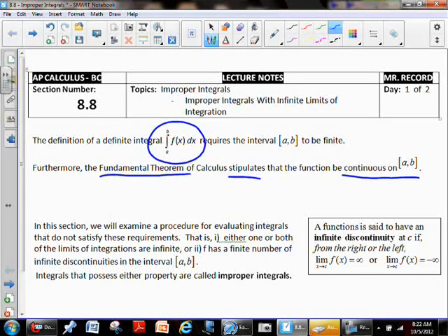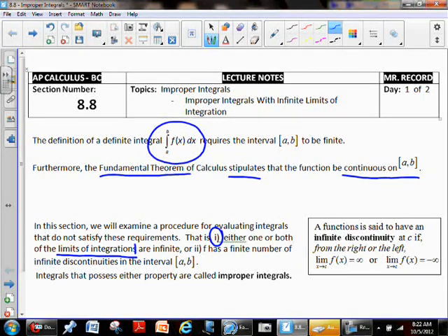And in fact, there's really two things that make an integral improper. A definite integral will be improper if one of two things happens. The first thing, illustrated down below here, is that either one or both of the limits of integration are infinite. One or more of the limits of integration are infinite. So that means you have a boundary below of negative infinity and or a boundary above of positive infinity.